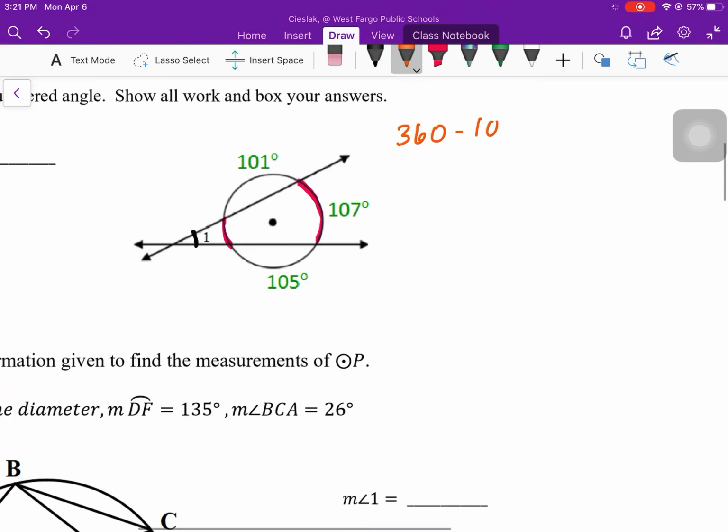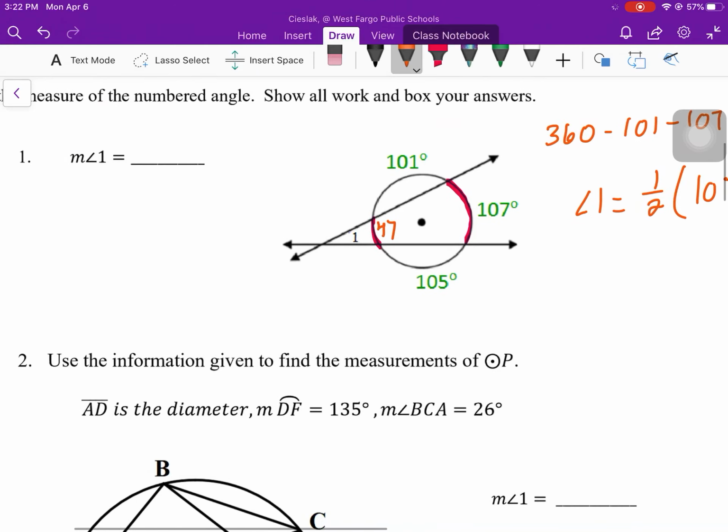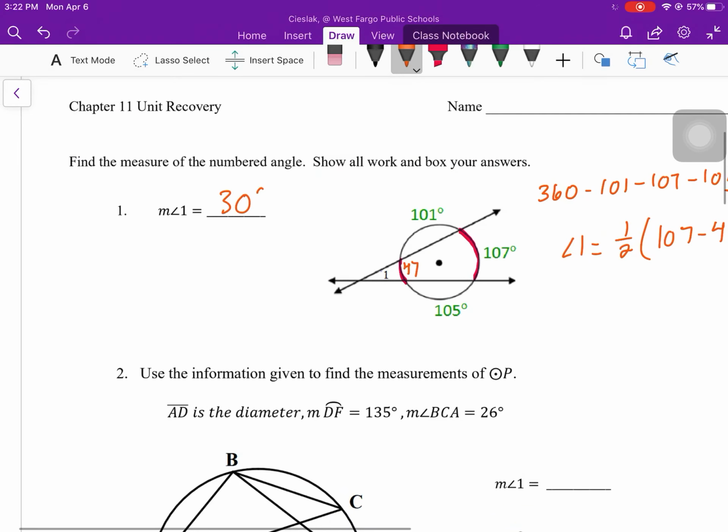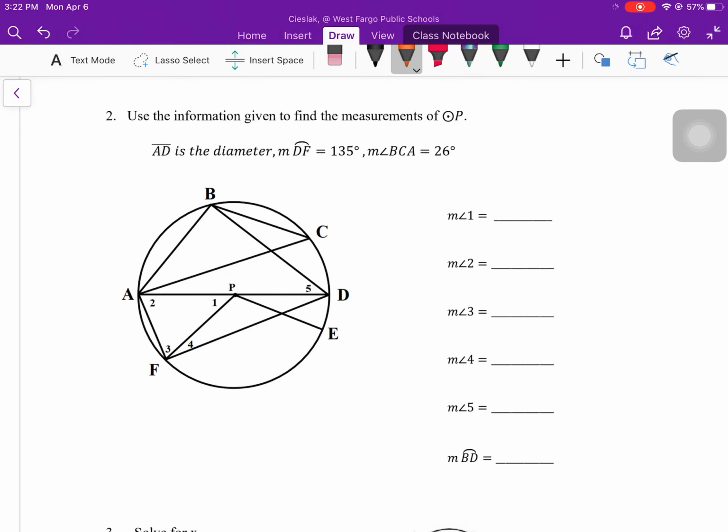So first goal should be to take 360 minus 101 minus 107 minus 105, because that will give me this arc, because 360 is that entire thing, so that's going to be 47. So I can say that angle 1 is equal to 1/2 times the difference of the two, 107 minus 47. And 107 minus 47 gives you 60. Half of that is 30, so angle 1 would be 30 degrees.